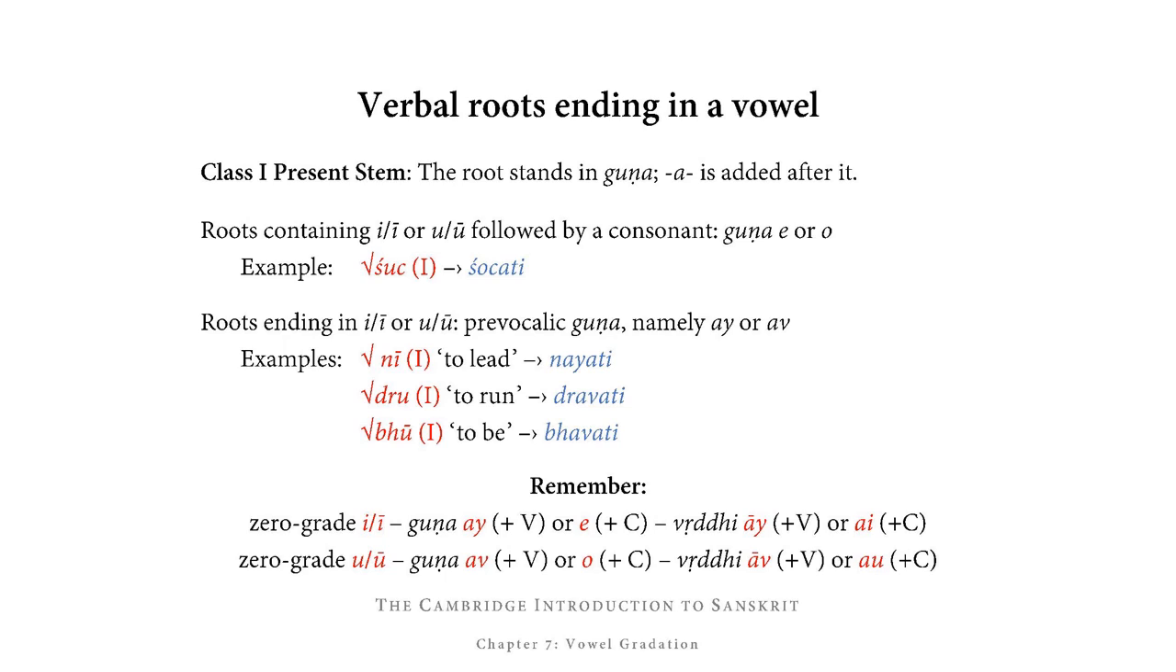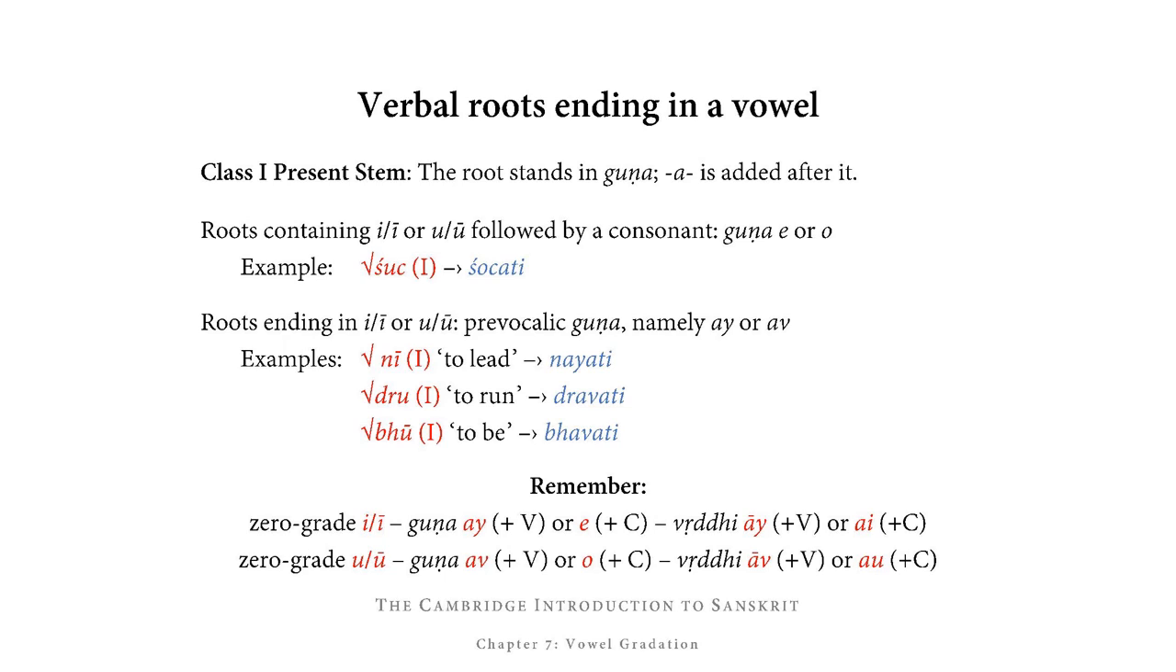So ī has a guna ay if it's followed by a vowel, and a guna e if it's followed by a consonant. Zero grade u or ū has guna av in front of a vowel and o in front of a consonant. So if I have a root that contains ī or ū, and that ī or ū is followed by a consonant, then this root, if it's class 1 and we need to put it into guna to form the present tense stem, will have its guna appear as e or o.